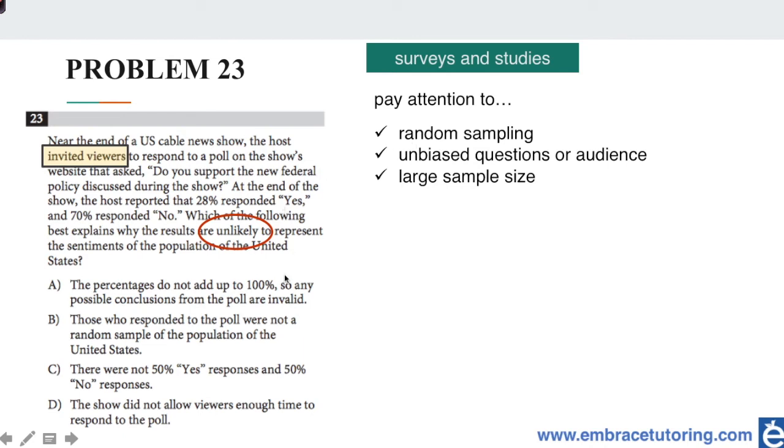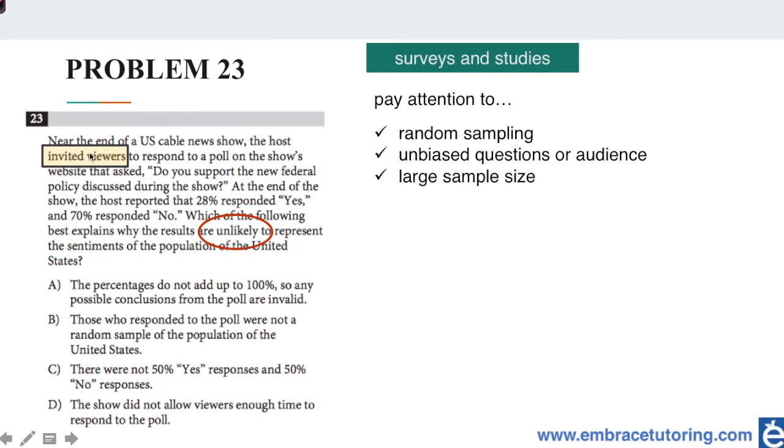The question is why? And before we go down to the answer choices, let's try to interpret what is happening here. It says near the end of the US cable news show, the host invited viewers. And what we need to think about is where these viewers are coming from, right? Because it says, which of the following best explains why the results are unlikely to represent the sentiments of the population of the entire United States?